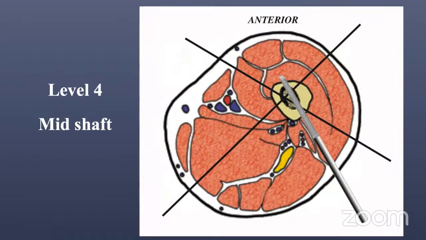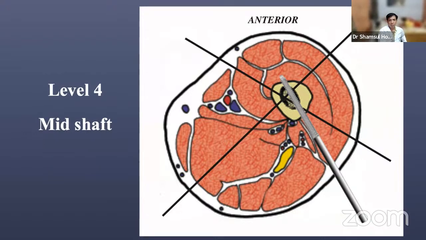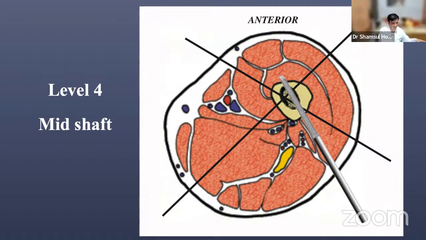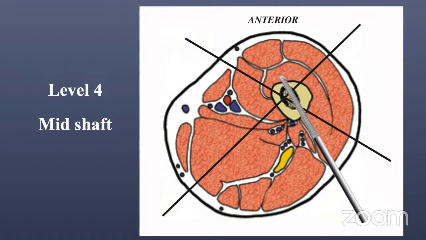Level 4 is in the mid-shaft region, and again, the same arrangement of the neurovascular structures can be seen as discussed in the previous slide, and the same configuration of wire and pins can be used here also. Although this figure is showing the use of two wires, I don't particularly use this second wire, which is going in the posterior medial direction, because it may turn risky in some patients. So only one pin or one wire is usually recommended at this level also.